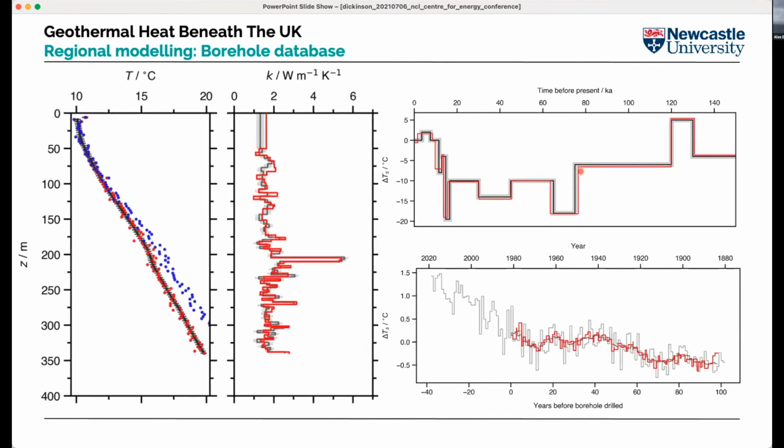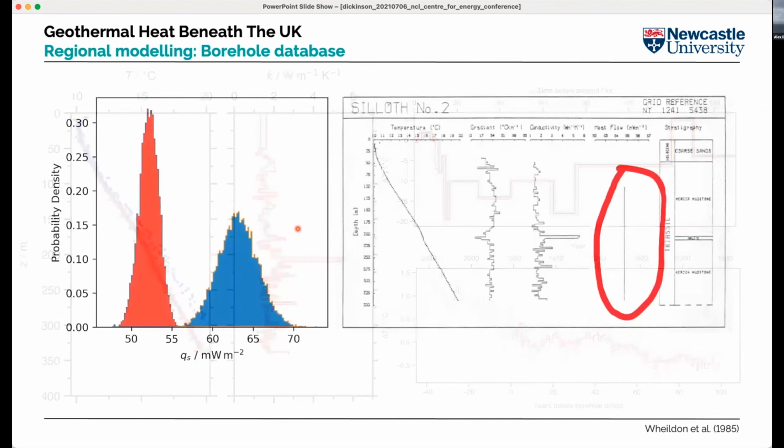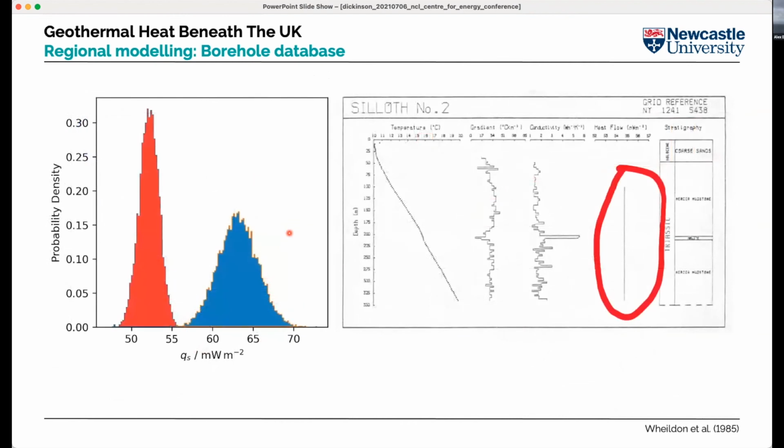And I won't go into the details, but by combining these climate records with the records of temperature in the borehole, and by doing some Monte Carlo sampling, some statistical sampling of all the different possible combinations of the uncertainties in all these parameters, we can estimate heat flow in these boreholes. So here's an example from a borehole in Cumbria.